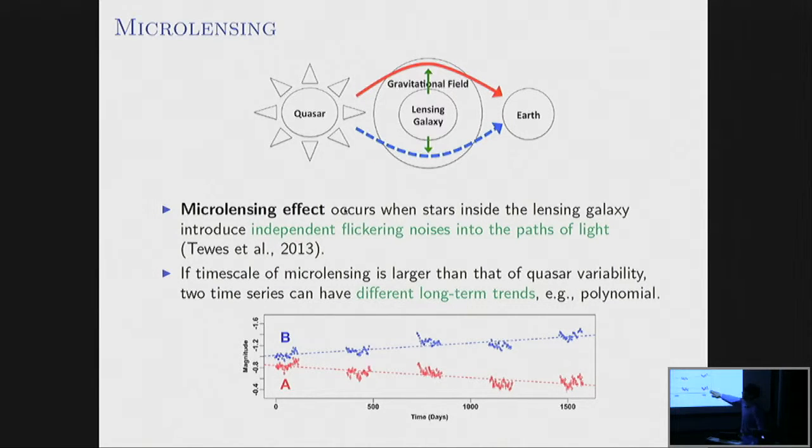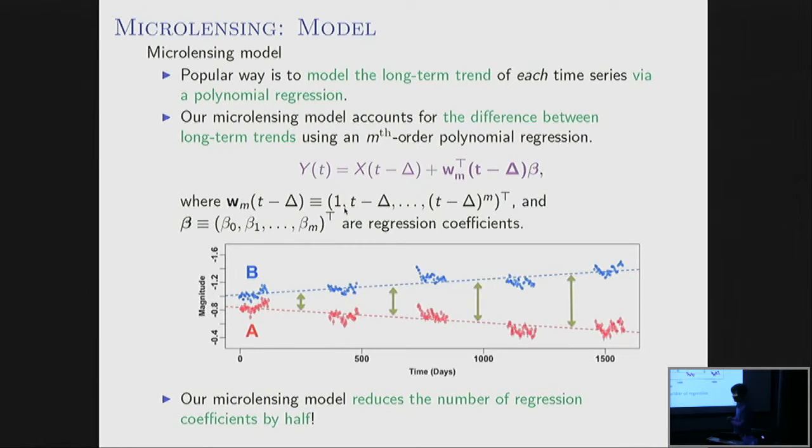So for example, in this data set, you can see the two time series have different linear trends because of the microlensing. As you can see, the short-term variabilities are very similar. But just because of microlensing, they have some different trends. Then how do we model this? The common way is to fit a linear regression on each time series to remove the long-term trends. Polynomial, but here it is linear.